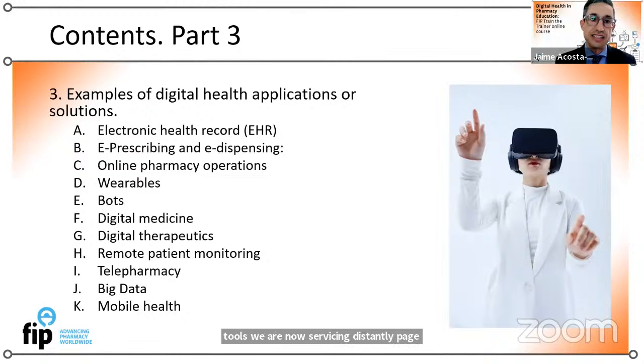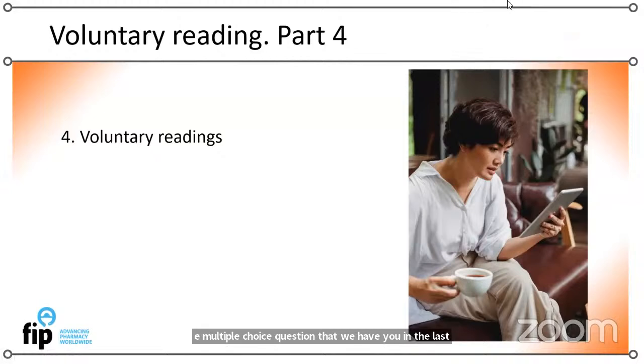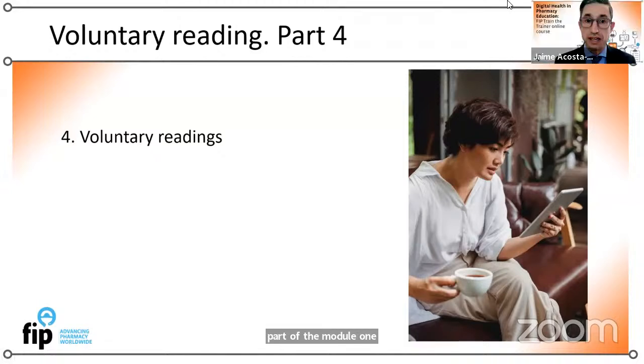And in the next slide, we offer you some voluntary readings in case you are interested in knowing more, which are not mandated to be read by you to be able to pass the multiple choice questionnaire that we have for you in the last part of Module 1. So I think this is all from me. If we can go to the next slide, I will hand it over back to Naoko. Thank you very much for having me.